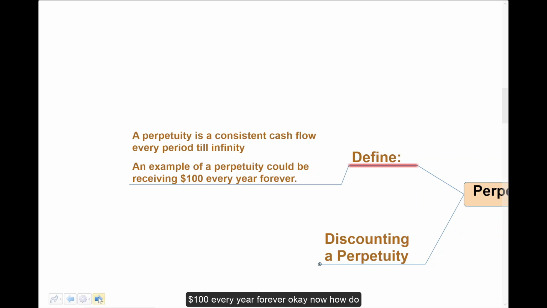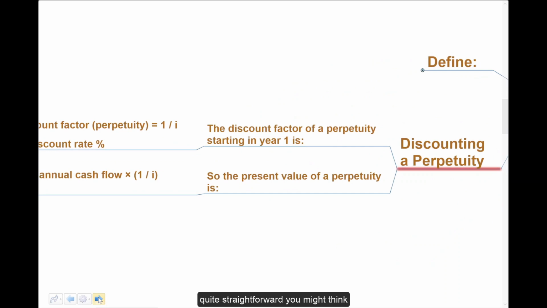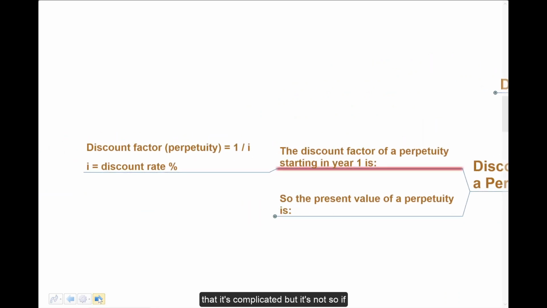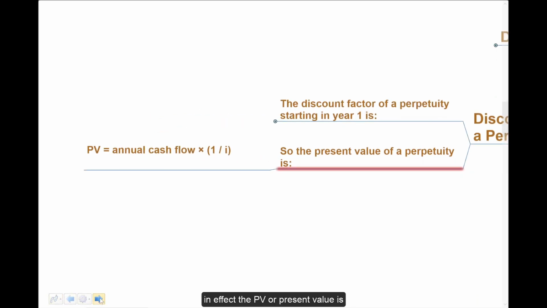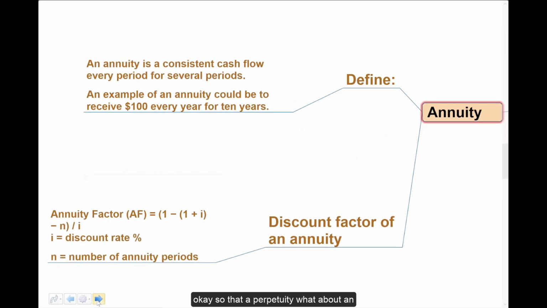Okay? Now, how do we discount a perpetuity? It's actually quite straightforward. You might think that it's complicated, but it's not. So if we said, okay, the discount factor for a perpetuity starting in year one is as follows. Simple as that. What you have is just 1 divided by the discount rate. So in effect, the PV, or present value, is just simply the annual cash flow. So I'm going to receive $100 forever into infinity, to simply multiply it by 1 divided by the interest rate. That's it. It's as simple as that. No excuse for getting this wrong. Okay? So that's a perpetuity.